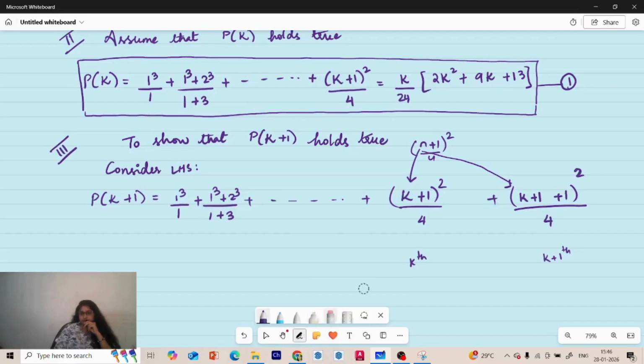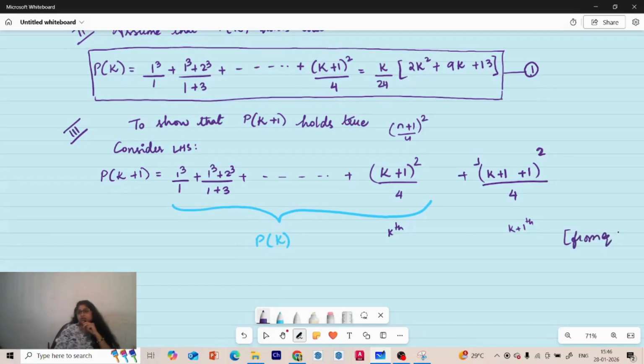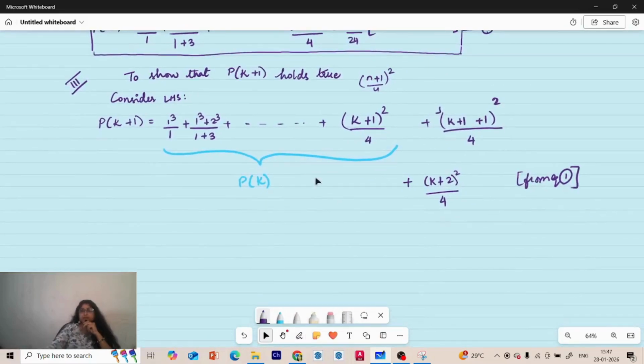ఇప్పుడు so as we did in the previous problem, from equation 1 you can see that this entire summation is nothing but P of k. అవును కదా? This is nothing but P of k. ఎలాగ? You can write in brackets from equation 1 plus k plus 2 whole square అయిపోయింది కదా by 4. I have written this only for your reference. I am erasing it. So ఇది మొత్తం P of k plus 4 అయింది.